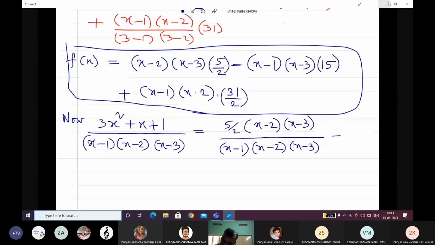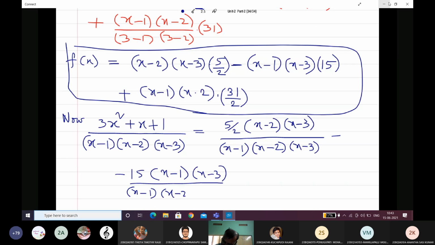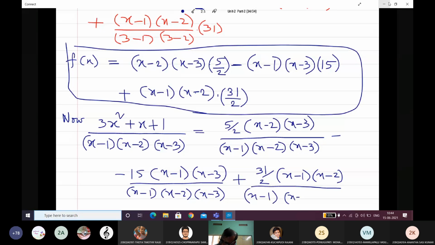minus second one, 15 into x minus 1 into x minus 3 divided by x minus 1, x minus 2, x minus 3, plus 31 by 2 into x minus 1, x minus 2 divided by x minus 1, x minus 2, x minus 3.